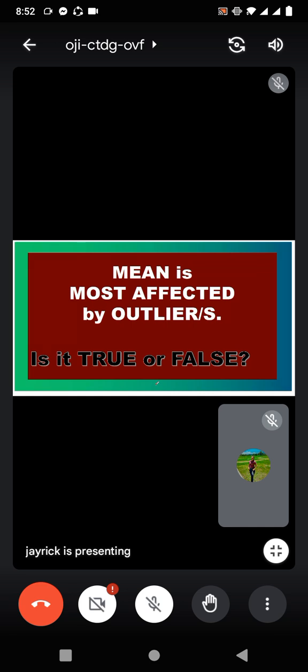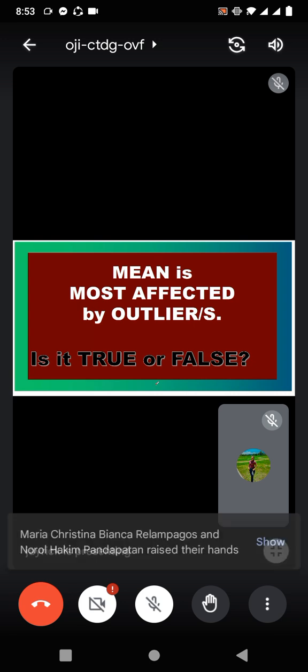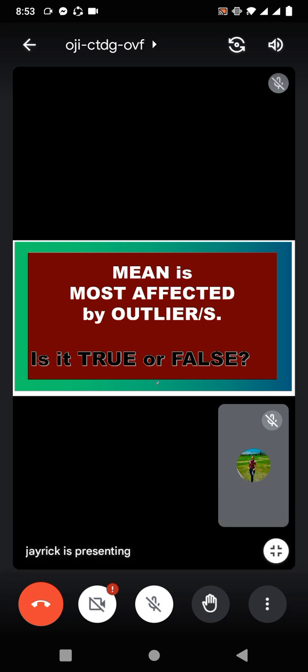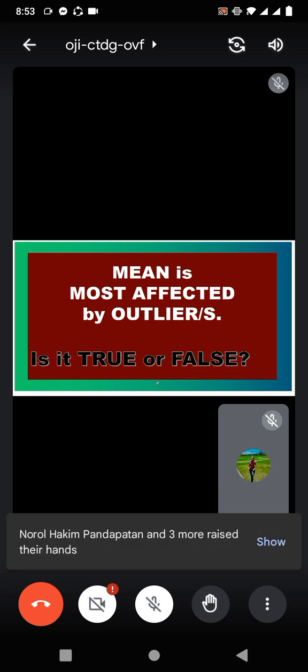Mean is the most affected by outliers. Is it true or false? Just to assess your understanding about the concept of mean. Mean is most affected by outliers. Is it true or false? True, sir. Very good. According to Ma'am Rilampagos, that is true.